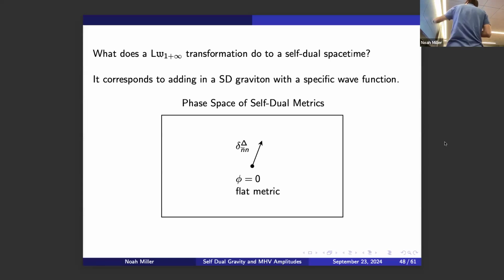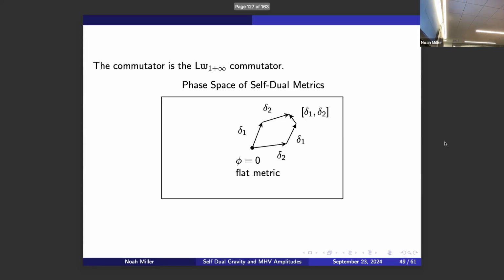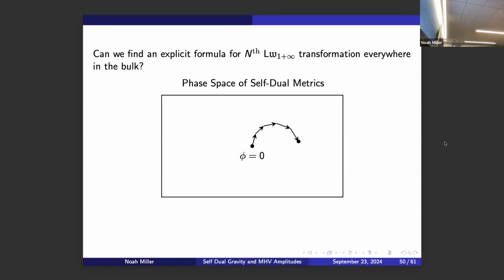You can do an LW1+infinity transformation by adding in a particular graviton. And the order in which you add in these gravitons matters. So if you add in graviton 1, then 2, it's different than if you add in 2, then 1. And this commutator, that's the LW1+infinity commutator.